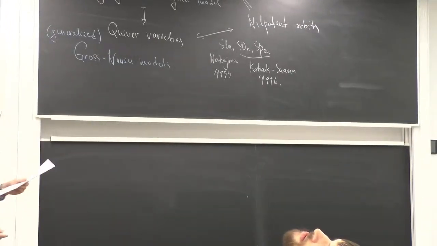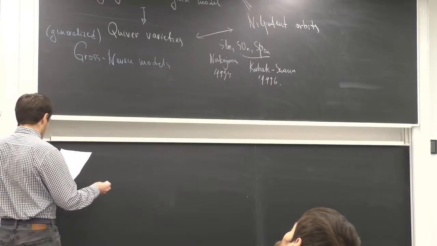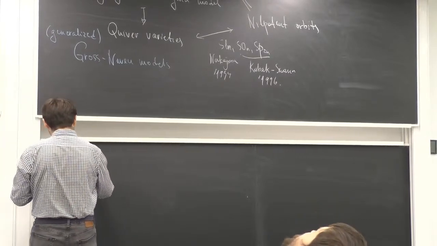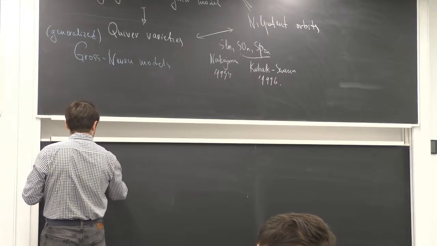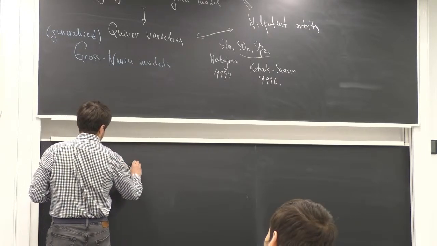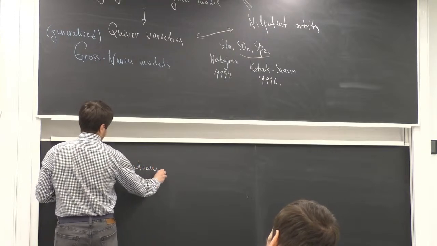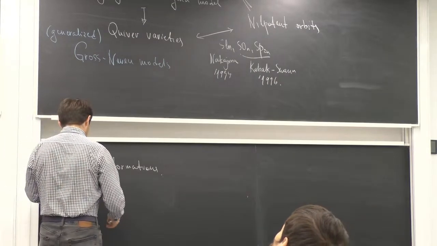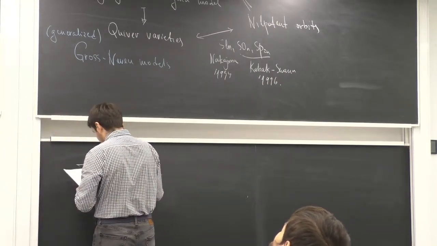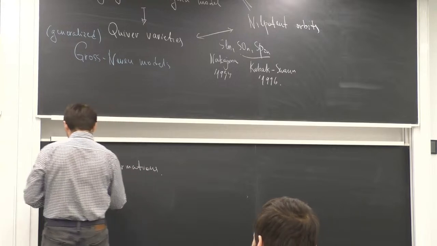Okay, and then there are some generalizations of this. In particular, one can construct kind of canonical deformations, which also admit a classical Lax pair. Then one can consider the supersymmetric case.